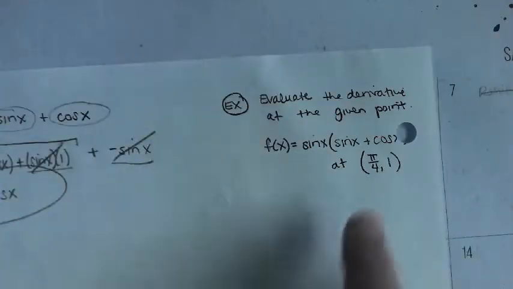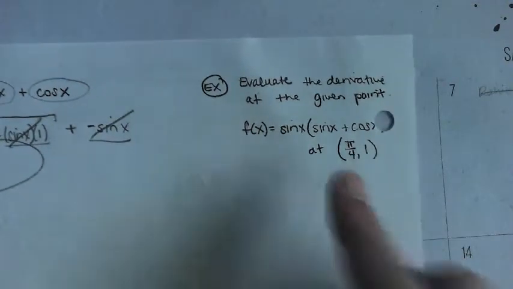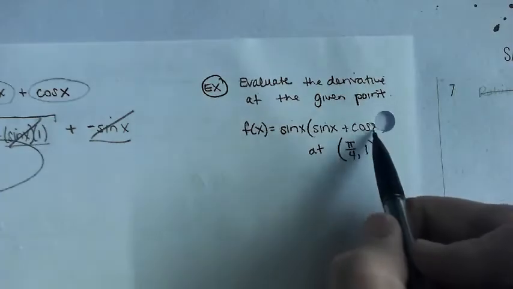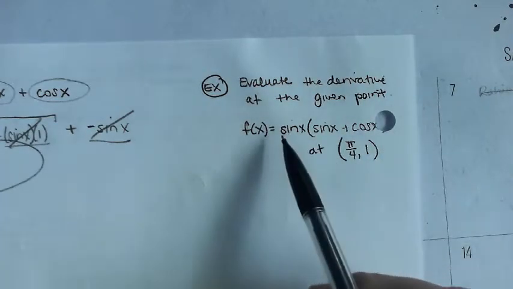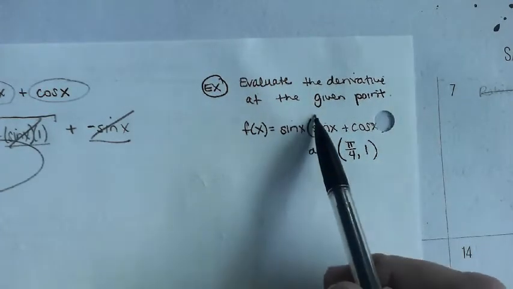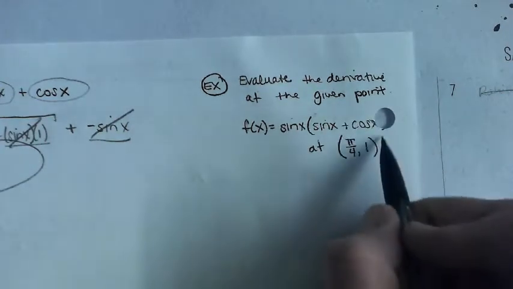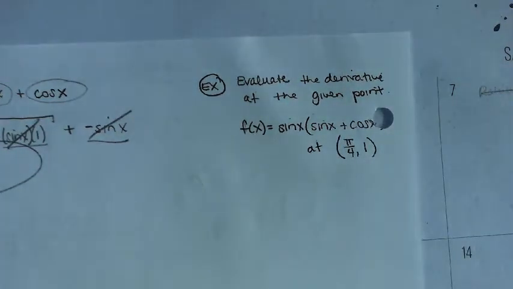Okay, and our last one here, evaluate the derivative at the given point. So, first thing I want you guys, this is just so you know, because it hole punched through it, obviously. F of x is the sine x times sine x plus cosine x is what that says in parentheses. So take a minute on your own and find the derivative. Okay, find the derivative of the function. And we'll see where we all land once we're done with that.